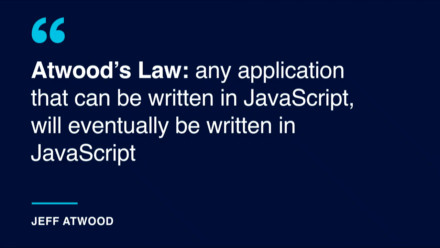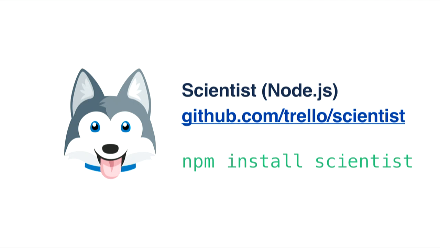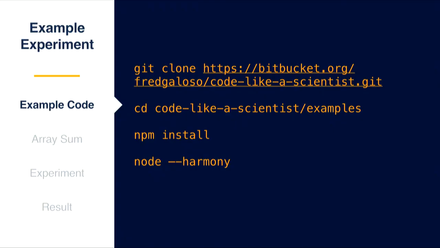And we thought this was a good idea at Trello. And we have very similar dashboards that do some of this. But as Jeff Atwood said, any application that can be written in JavaScript will eventually be written in JavaScript. So we use a lot of JavaScript at Trello, and that's exactly what we did. We ported over Scientist to be used with Node.js, and if you want to use it for your Node projects, that's how you can use it. There are a few examples that I'm going to go through in the talk, and if you'd like to download those examples and try them out on your own, that's where you can do it.